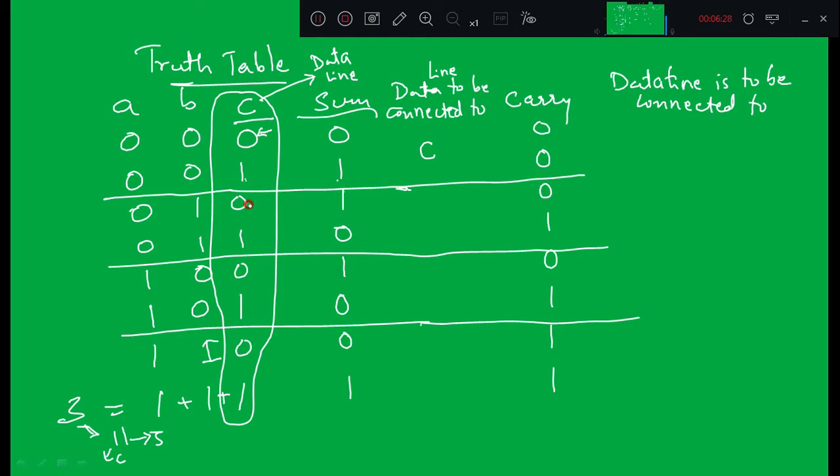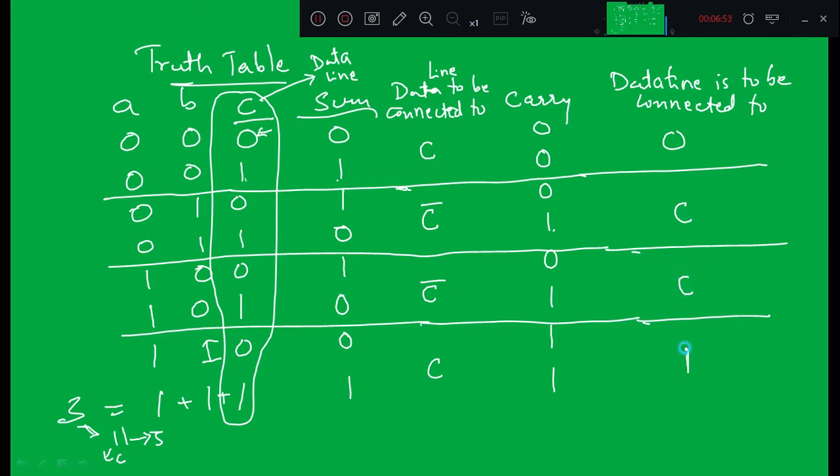Next, C and sum are complement to each other, so C bar. So here also C bar and C, right? So this design part you know, right? I have discussed enough number of examples on this. Similarly here, when two outputs are 0, now no need to compare it with C. And 0 1, C is also 0 1, so C 0 1 C, last one is 1.